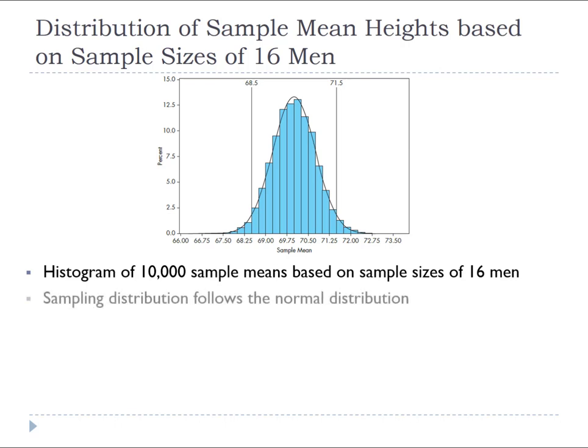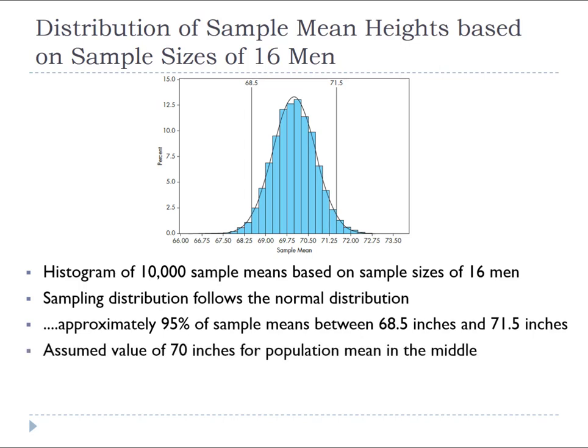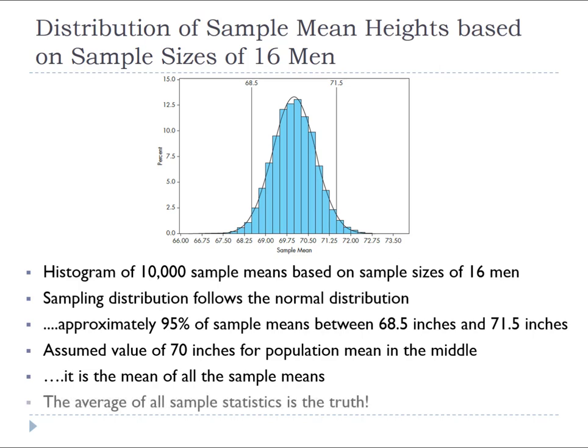It is simply enough simulations to clearly see the underlying distribution of sample means, known as the sampling distribution. As we can see, the sampling distribution follows the normal distribution with approximately 95% of sample means between 68.5 inches and 71.5 inches. The assumed value of 70 inches for the population mean is right in the middle of this distribution. It is the mean of all the sample means. In other words, the average of all sample statistics is the truth. The next question to ask is why 95% of sample mean heights are approximately between 68.5 inches and 71.5 inches. How do we measure the variation in sample means around the population mean?